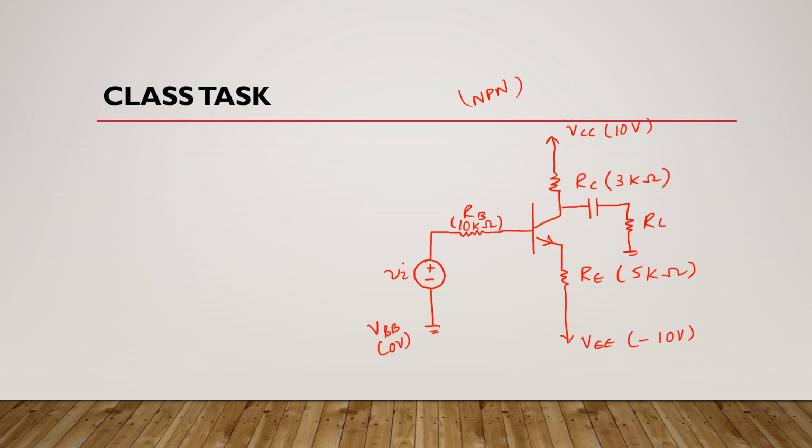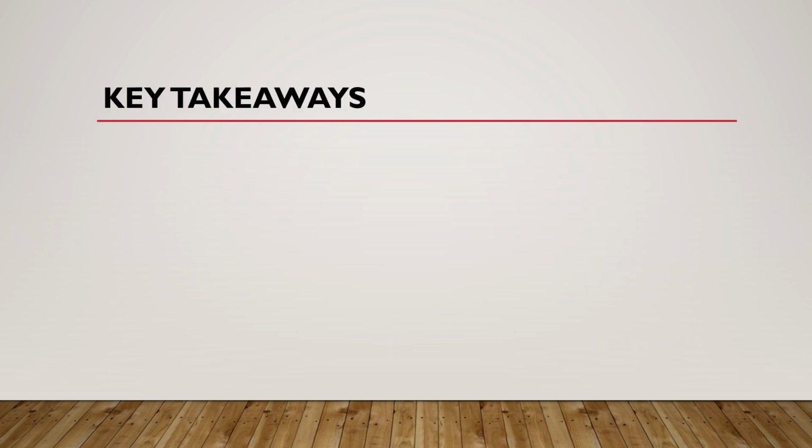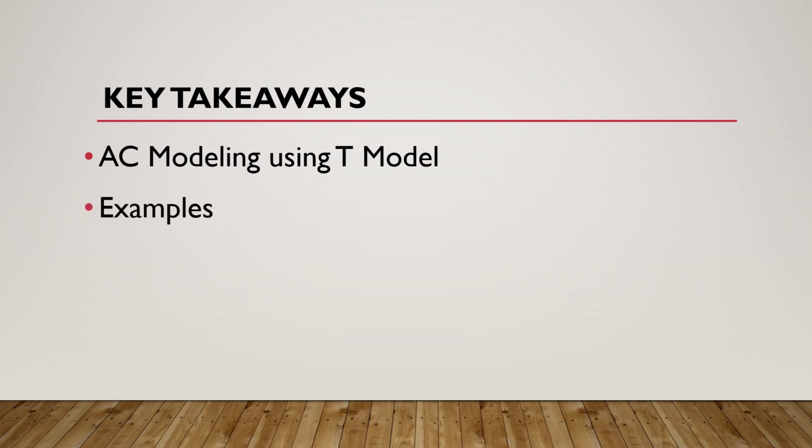Okay, and you have to do its DC analysis and AC analysis using T model. Now assume here beta is 150. So this is your class task. That's all for today. Now, what are the key takeaways of this lecture? In this lecture, you understood AC modeling using T model, and you also solved some example problems.